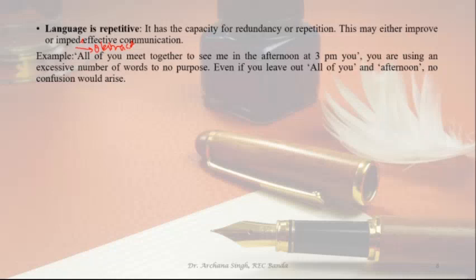If you leave out "all of you" and "afternoon," no confusion would arise. 3 p.m. means you're talking about this particular time only. If we remove this, there is no harm. It is going to convey the same meaning. Grammatically it is correct, but it gives a kind of repetition. Why? Because the language has this characteristic, you can increase the length of a sentence by repeating the same thing. But the requirement of technical communication is that you need to be very precise. We need to remove the redundancy from sentences. Unnecessary words and ideas should be removed while writing or speaking.